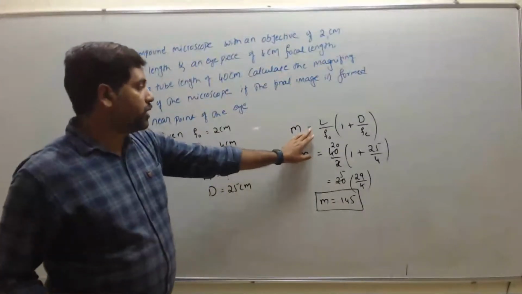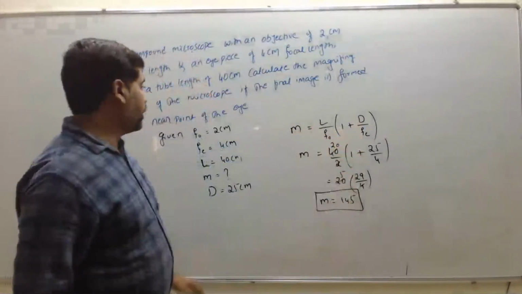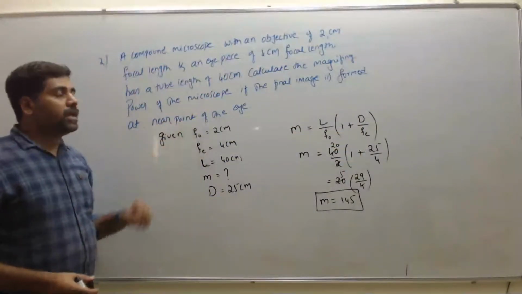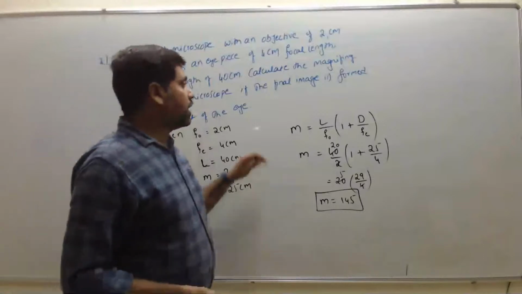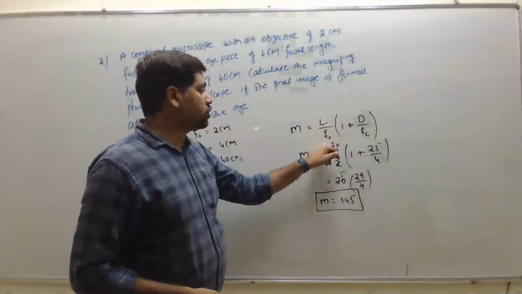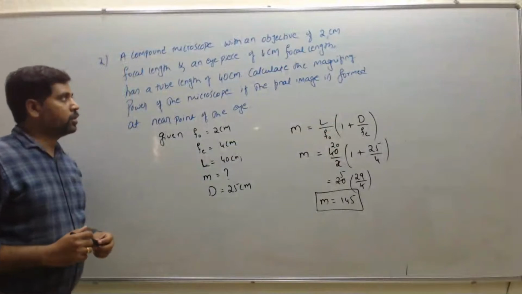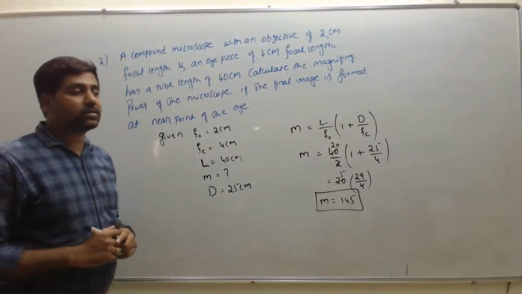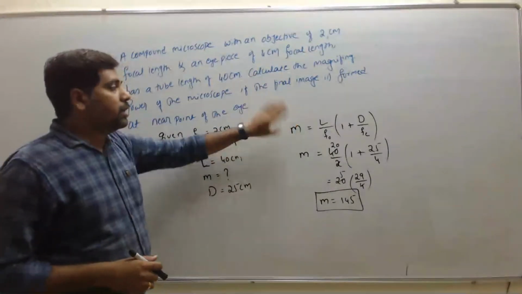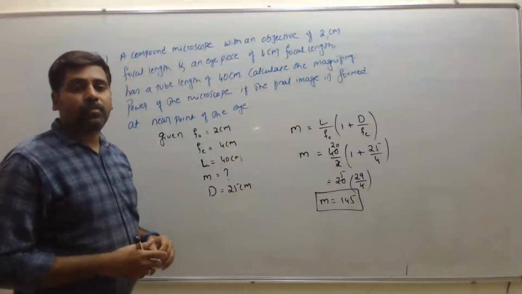So the formula is M equals L divided by Fo into 1 plus D divided by Fe. They have given that the image is formed at the near point. In case the image is formed at infinity, we have to change the formula, that is M equals L by Fo into D divided by Fe. So in the next class, we will discuss a few problems on telescope and later discuss the previous year question paper problems. Thank you.